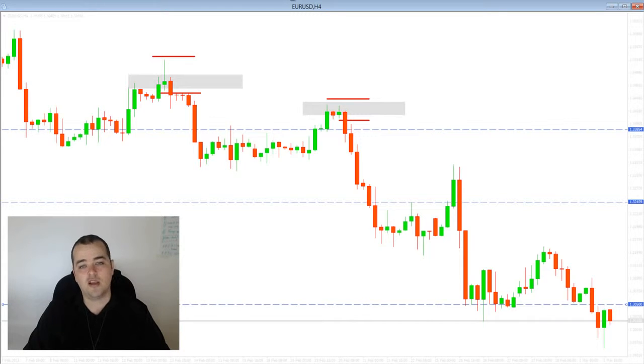I wouldn't do it on the 1 hour. The 1 hour is just a little bit too low and a little bit too tight. You can use it, but you're just going to find it's not going to be as successful. The 4 hour with the 50 to 61.8 retracement works brilliantly.